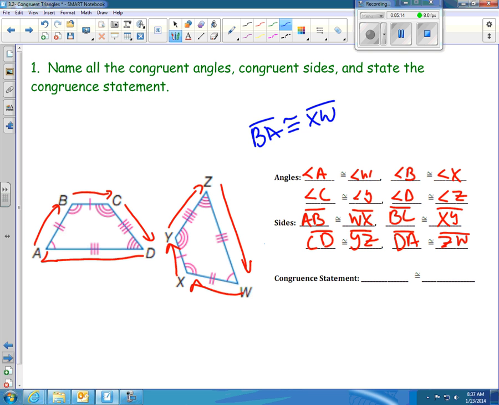So our congruence statement this time, we're not dealing with a triangle, we're dealing with a polygon. So we'd say polygon ABCD goes with polygon. We'll match them up. A goes with W, B goes with X, C goes with Y, and D goes with Z. So that's a valid congruence statement.